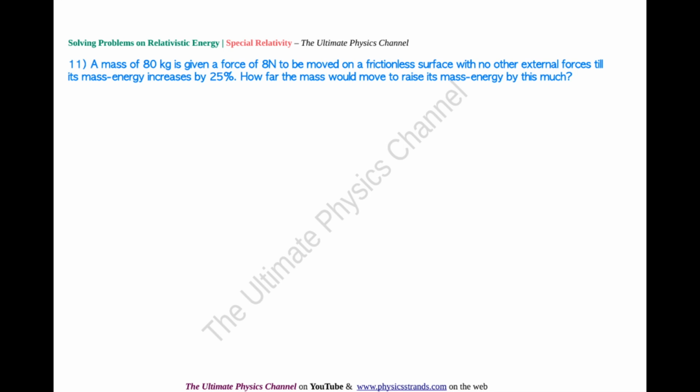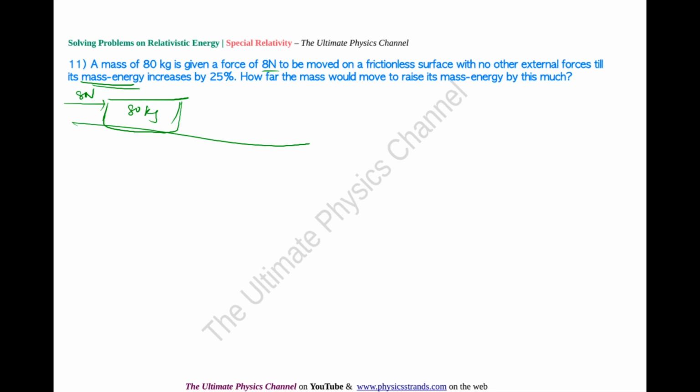The next one: a mass of 80 kg is given a force of 8 newtons to be moved on a frictionless surface. So we have a frictionless surface on which the mass is moved with a force. This is 80 kg here, and a force of 8 newtons is provided. No other external forces are present in this case. Its mass energy increases by 25% for this object. How far would the mass move to raise its mass energy by this much? That is, the distance to which this mass would move. That is the question here, right?